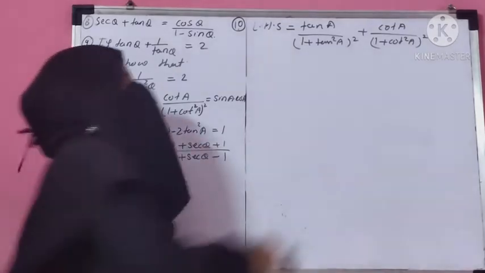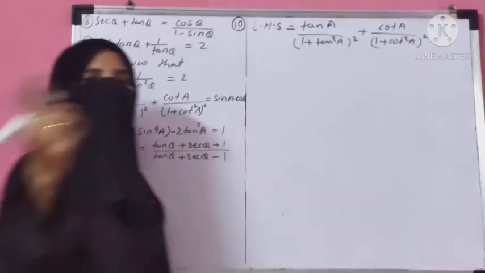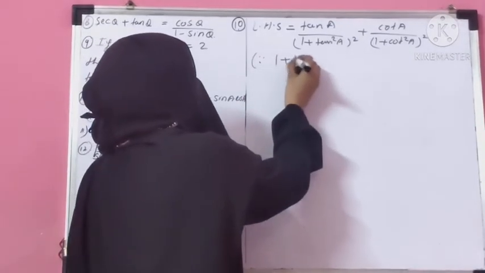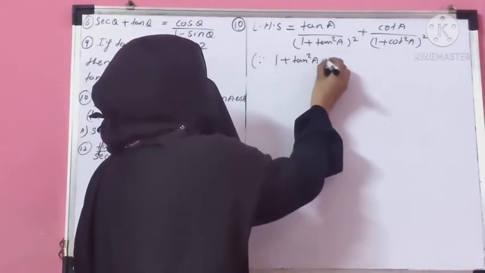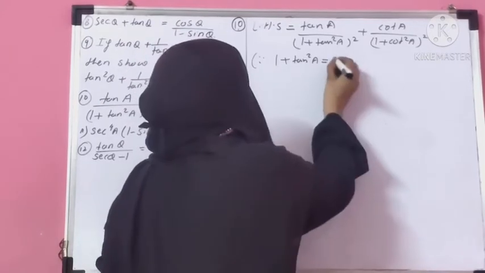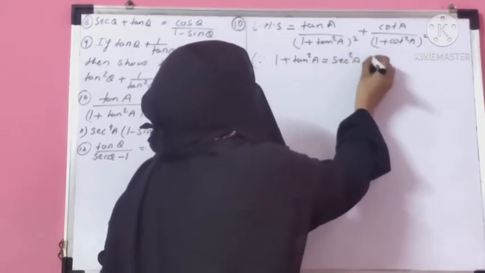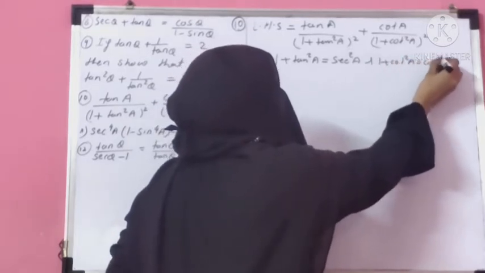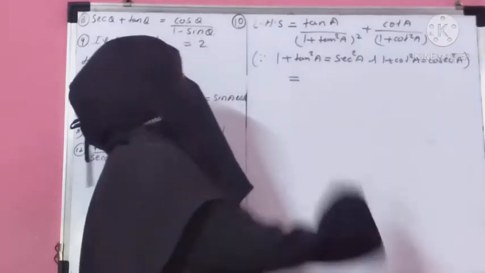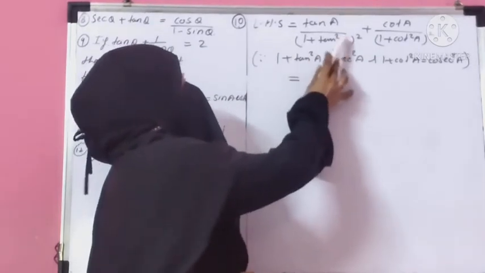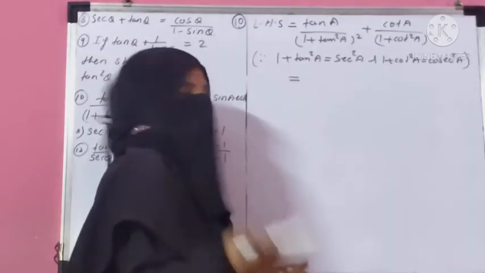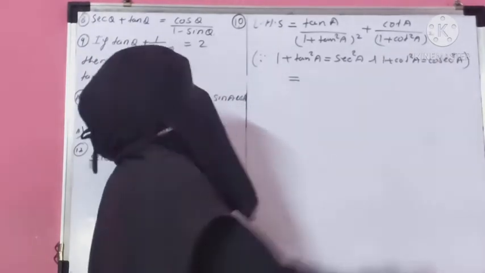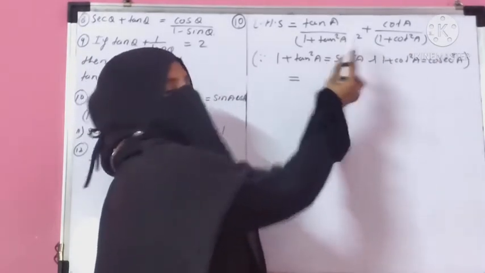1 plus tan square theta is sec square theta and 1 plus cot square theta is cosec square theta. Now apply the formula. 1 plus tan square a is nothing but sec square a, and 1 plus cot square a is nothing but cosec square a. In identities we discussed 1 plus tan square theta is sec square theta, and 1 plus cot square theta is cosec square theta. So in place of theta here the angle is A.